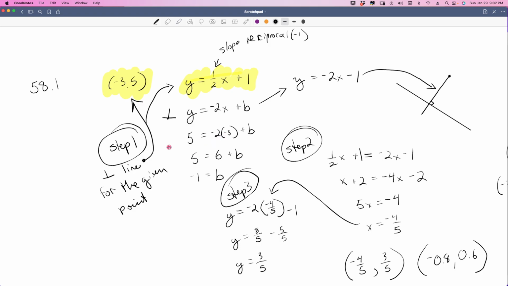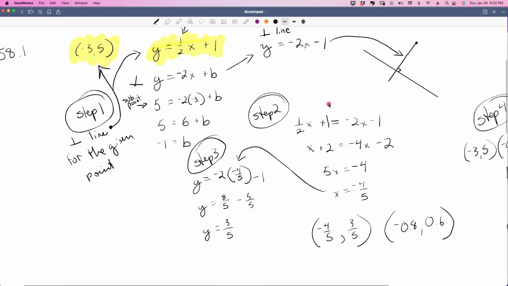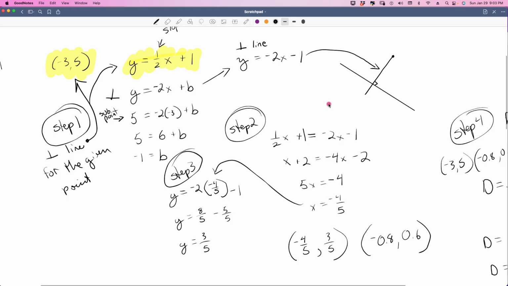So then we sub in our point, and then that is going to give us the value of the b, which then gives us the perpendicular. This is the perpendicular line, which is right here. Now that we have the perpendicular line, we're going to use substitution, and we are going to set this original line equal to the perpendicular line. We're going to get rid of our denominator and just solve for x.